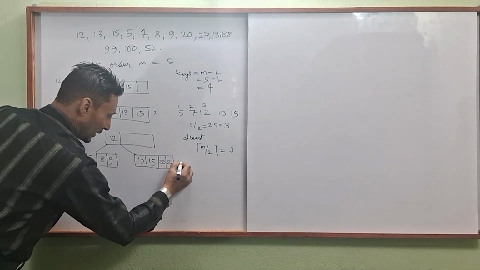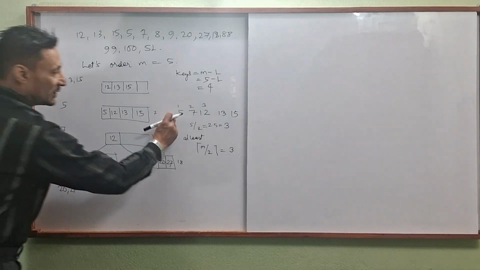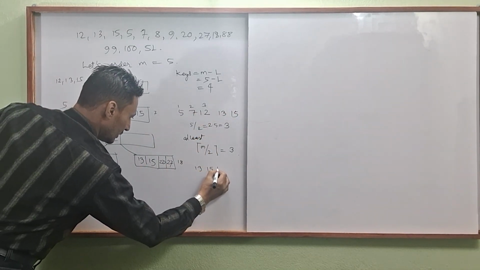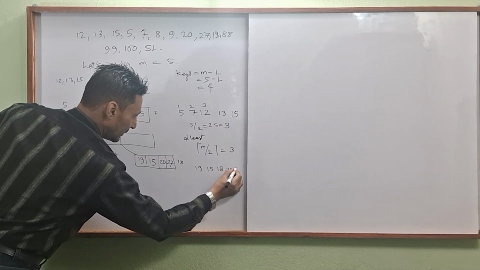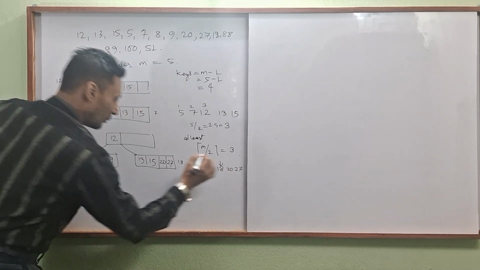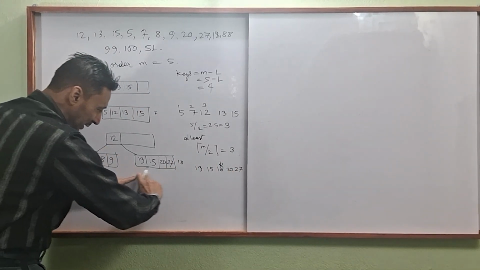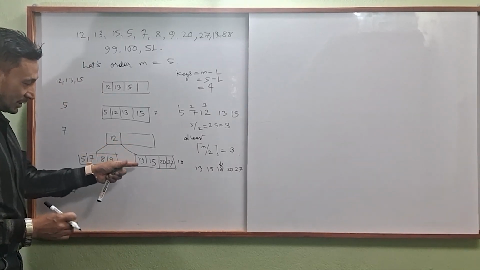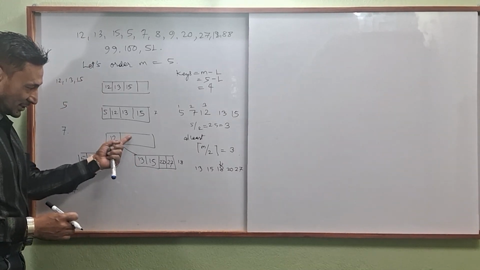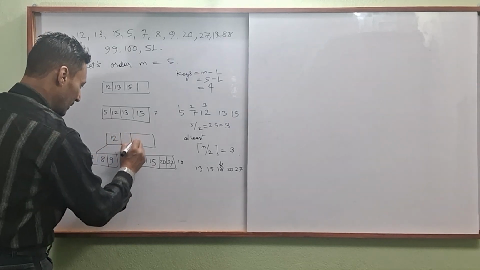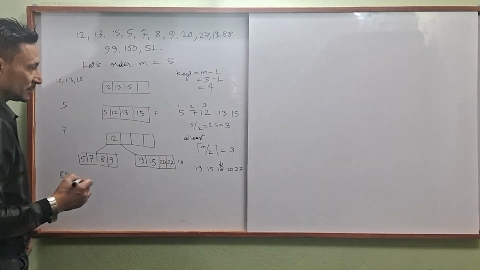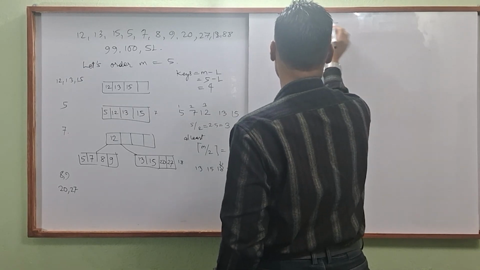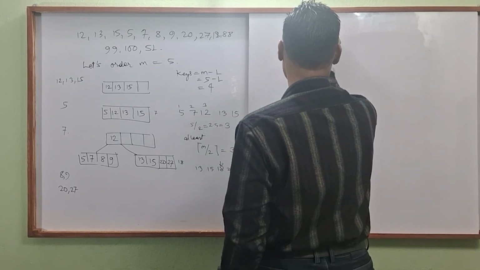We cannot store 18 here, so again we will repeat the same step. Here we will arrange this data like this: 13, 15, 18, 20, 27. And the middle value is 18. Now we'll take the 18 and then we'll split this node. In the parent of this node there is some space left, so 18 will be promoted here. Now let's write it here: 12, 18 will be promoted up.